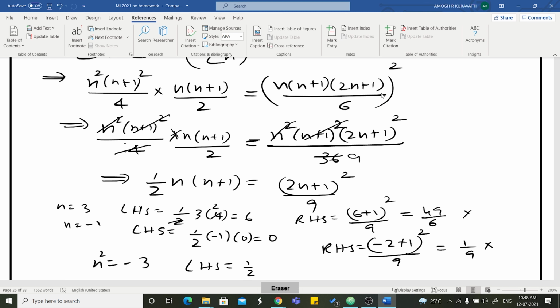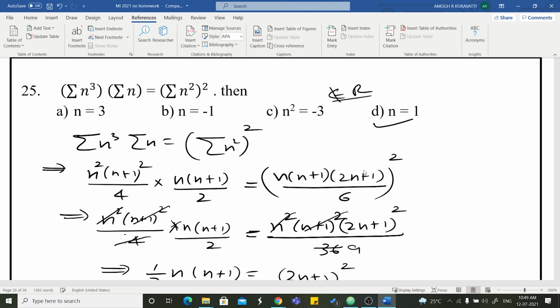Option C, what happens? It does not belong to the real numbers. It is complex. If n square is minus 3, then n value is root of minus 3, which does not belong to real numbers. Okay. So option D is the right option. I hope it is clear.